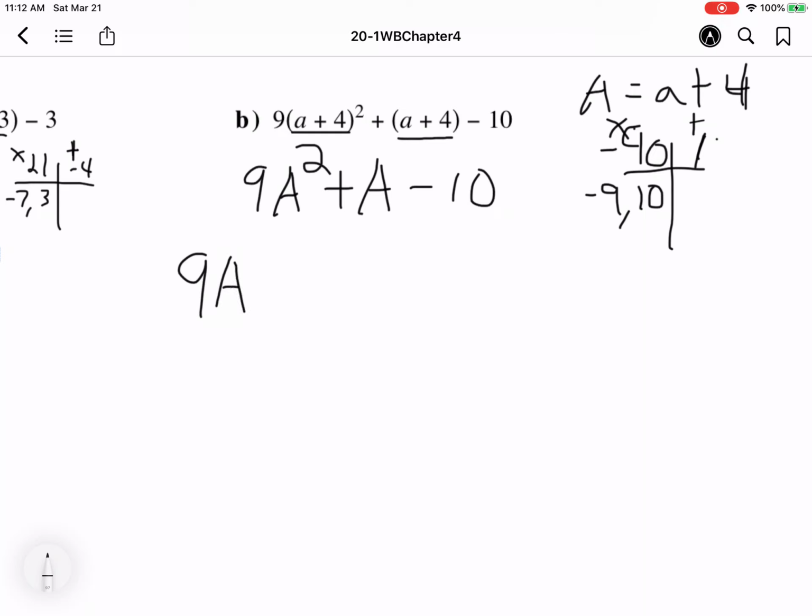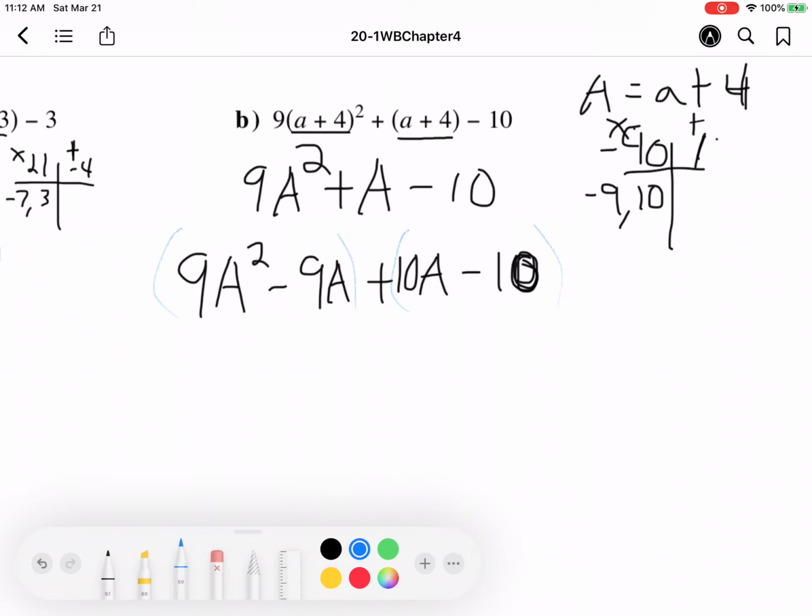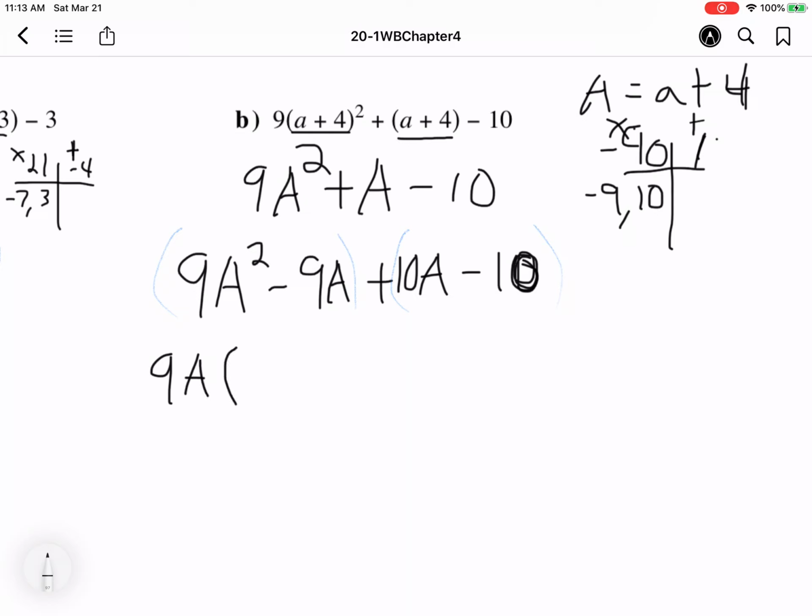So we're going to go ahead and do that. This is 9A squared minus 9A plus 10A minus 10. A little better. There we go. Now I can do my grouping just like we've done with all the other decompositions. The front one, I can take out a 9A, which leaves me with A minus 1. And the back one here, I can take out a 10, which leaves me with A minus 1. Alrighty, so I factor that away.